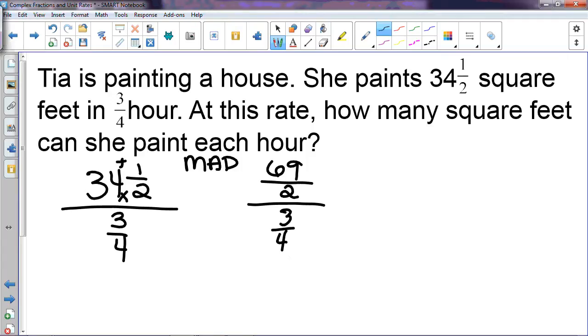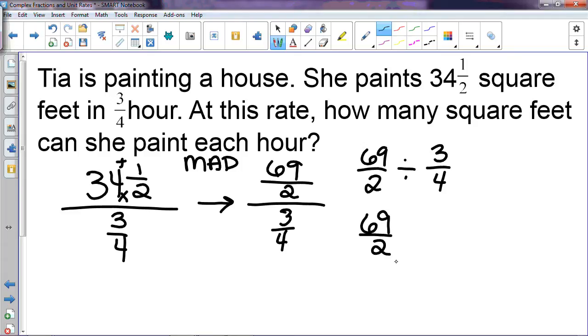So now that we've got our mixed number to an improper fraction, we can work on rewriting the problem. So again, find your large fraction bar, which is going to be here for us. We're going to rewrite it. 69 over 2 divided by 3/4. Now, we can keep, change, flip. So keep the first one the same. Change to a multiplication sign. And instead of 3 over 4, we're now going to have 4 over 3.